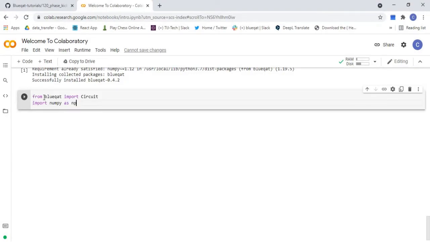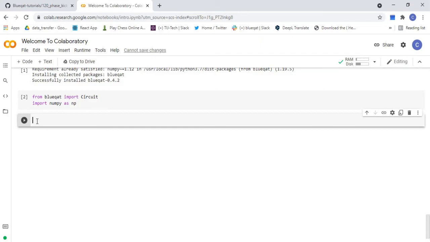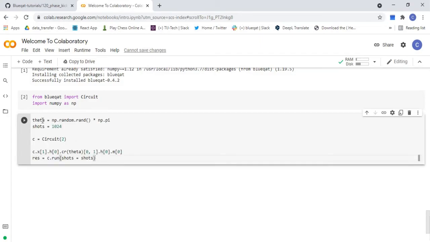Let's implement the above in Blueqat. First, import circuit and numpy. Copy the code written below. The theta is determined by a random number.